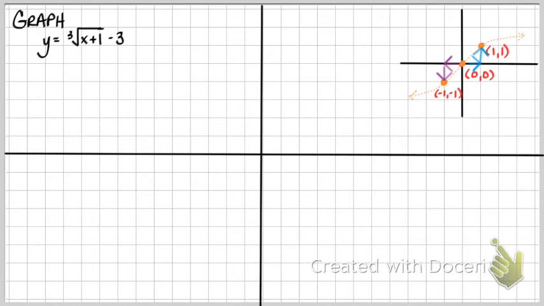Moving from that point of inflection in the center, we only have to go right and left 1 unit and then up and down 1 unit to find those other 2 points. We just need to be very careful that we don't decide to connect them with a line. This should still be a curve.